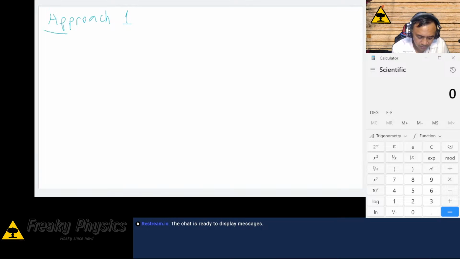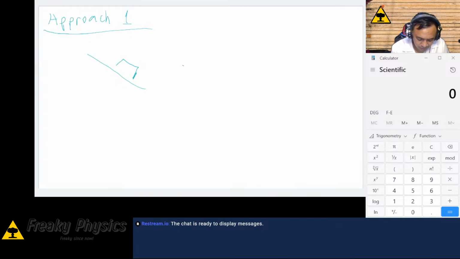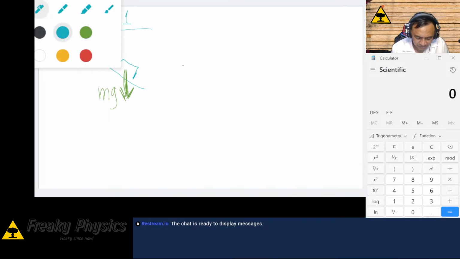Approach one is this. You're going to draw your ramp again, and we're going to draw our object again. The idea now is we're going to draw the forces. So we still know the weight. The weight is still vertical, so that's still mg going that way. But now our friction is along.